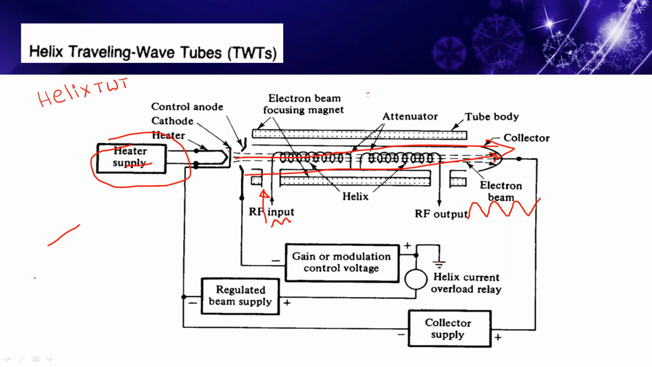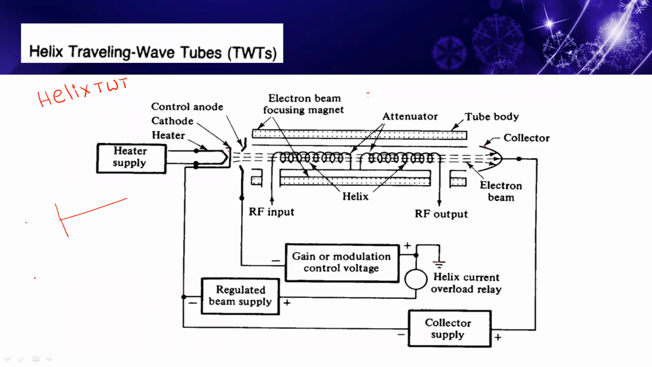So this is the path of the electron beam. If you have the electric force, all accelerating and decelerating forces are applied simultaneously in the helix traveling wave. Like the previous structure, in the two-cavity klystron we have two cavity gaps, whereas in the reflex klystron there is only one gap. But here the traveling wave tube is an amplification device.